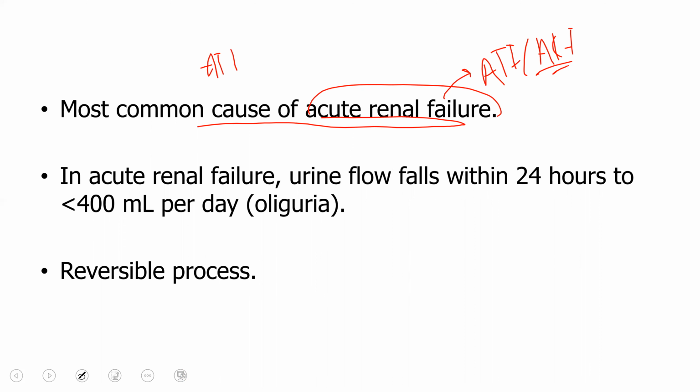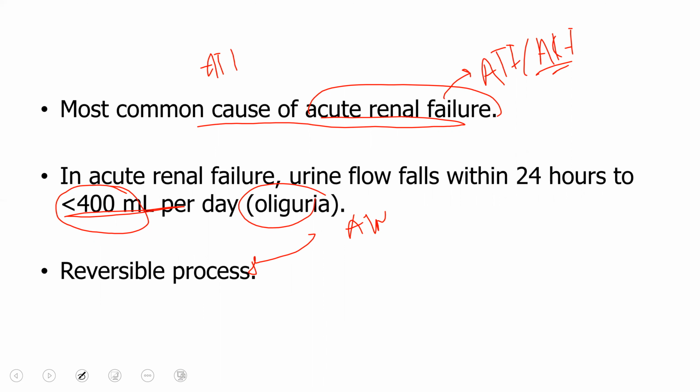And whenever I said it is clinically presenting with oliguria and azotemia, what does oliguria mean? It means that there has been a decrease in the urine volume, decreased to less than 400 ml per day of urine. But it is also important to know that this acute tubular necrosis or acute kidney injury is a reversible process, and we'll be seeing that in the clinical part of this video as well.